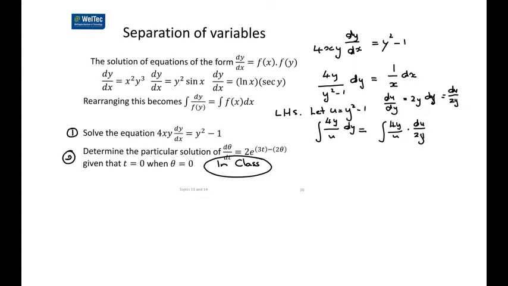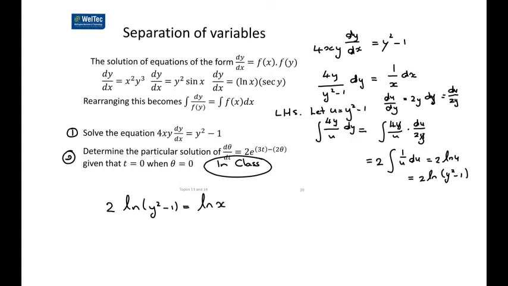Of course, the y's cancel, and we've got 4 over 2, which we can take out the front. The left-hand side now integrates to 2 ln u, which we can rewrite as 2 ln(y² − 1). That's the left-hand side. Now the right-hand side is a whole lot easier, so let's put it together. 2 ln(y² − 1) equals, now we've got 1/x, so the integral of that is ln x plus some constant.